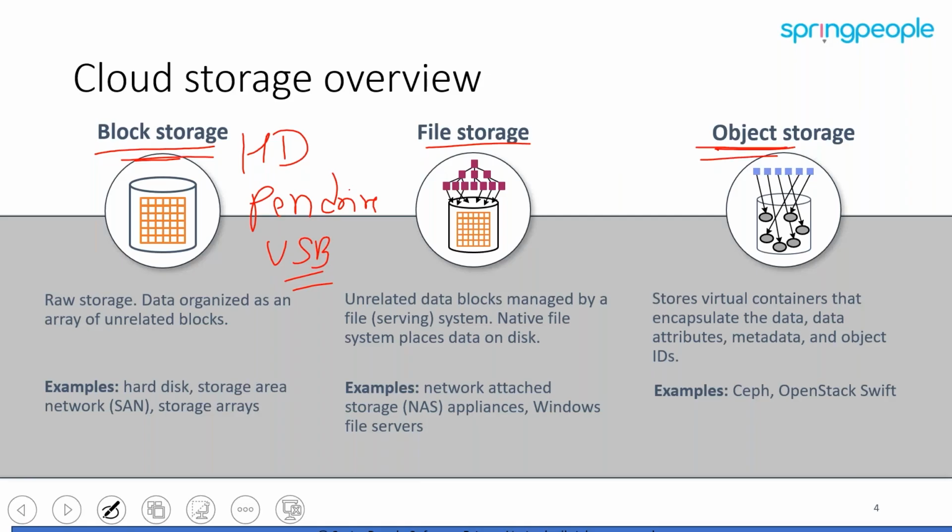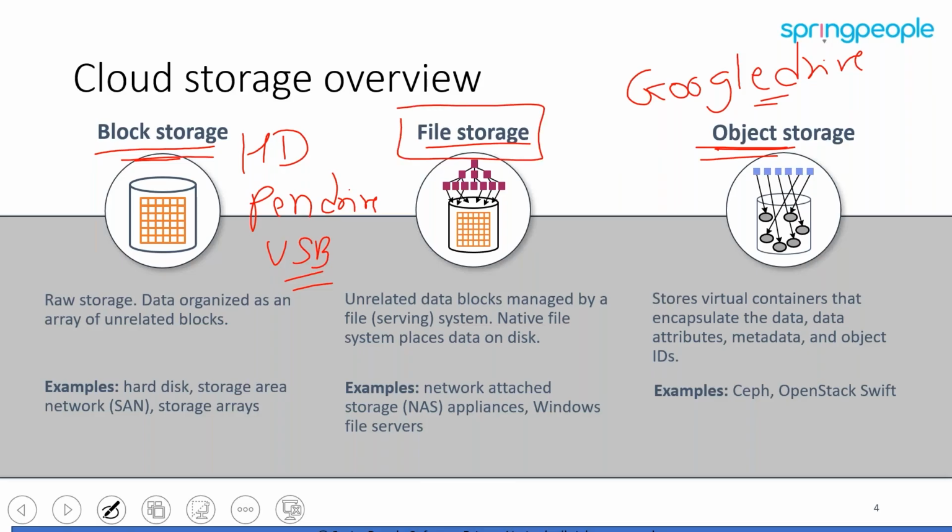Object storage, what is the analogy? Google Drive, right? Everybody must have used Google Drive. So Google Drive is the example of object storage. In Google Drive, we cannot attach the drive directly as a hard disk to your computer, right? We just create the files on our laptop or desktop, and then we upload those files in the drive, right? So that is how object storage works.